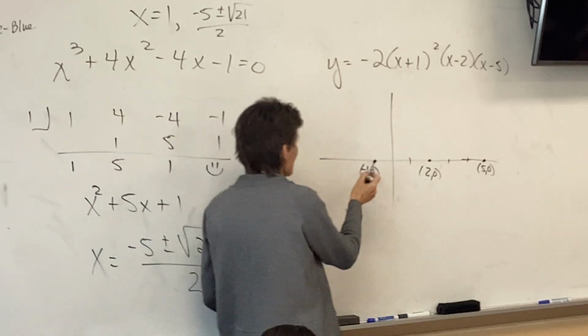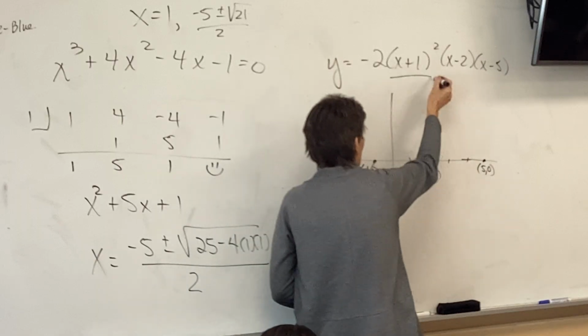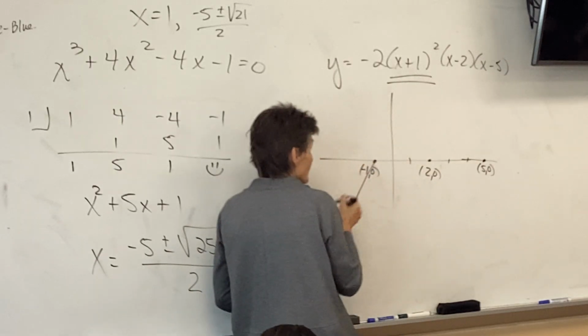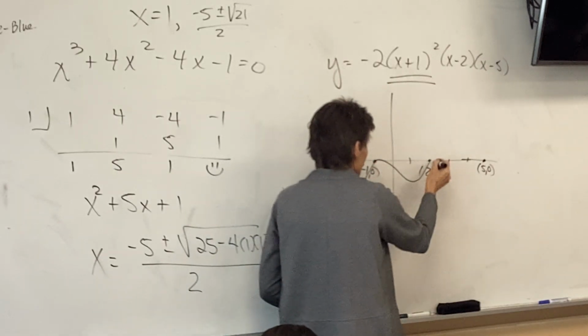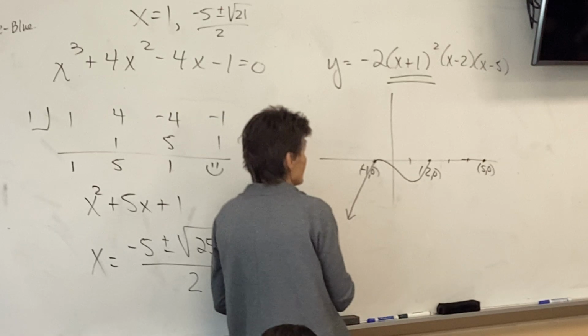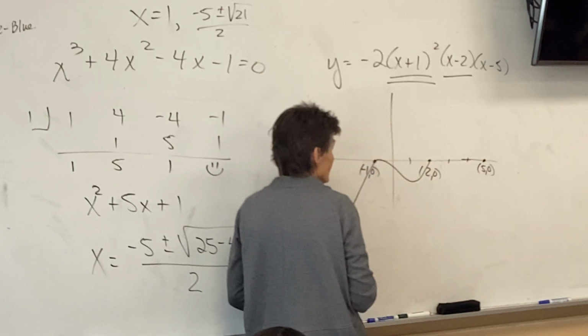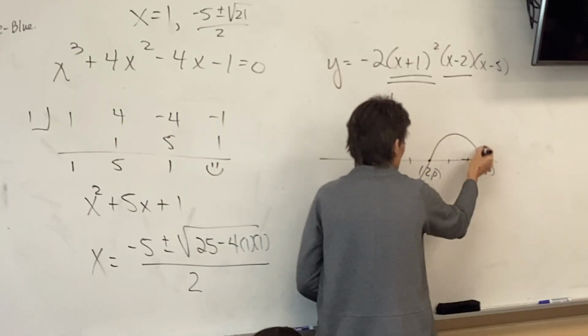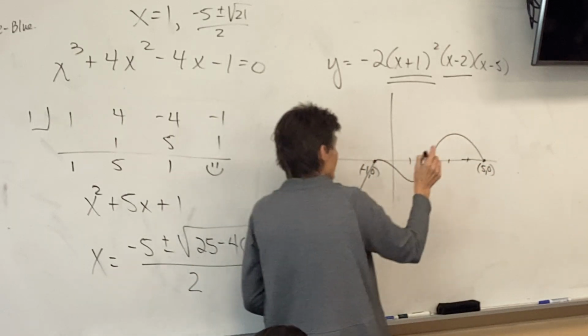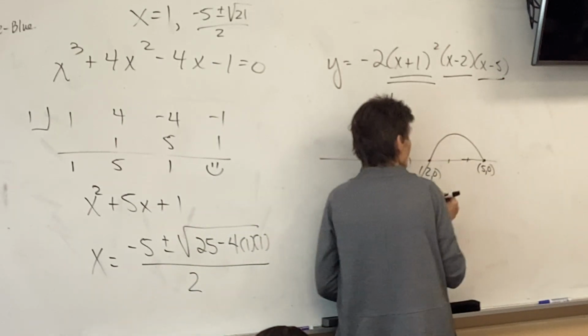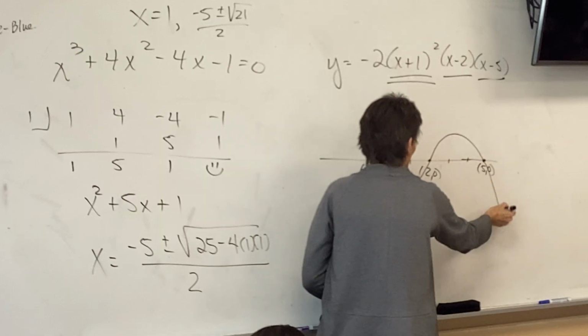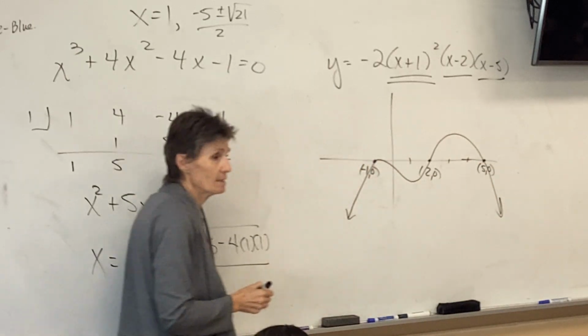Okay, what happens when I hit negative 1? Negative 1 came from here. That's going to bounce off and connect. The 2 came from here. What's that going to do? Go on through and connect. The 5 came from here. What's it going to do? Go on through. And there it is.